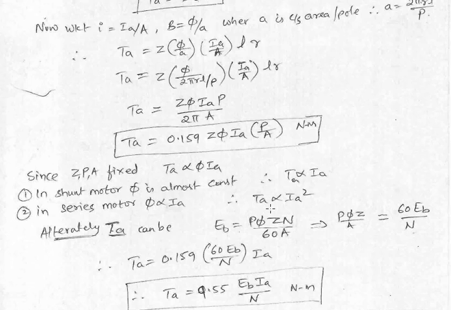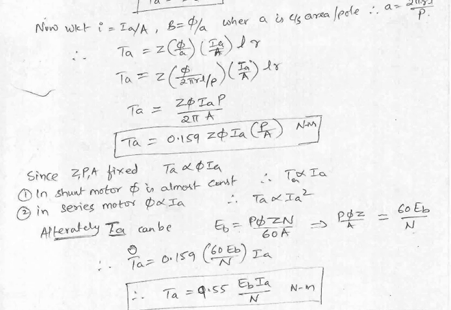Therefore, the armature torque in case of a series motor is directly proportional to phi into Ia, but phi is directly proportional to Ia. Therefore, TA is directly proportional to the square of the armature current. So now you can see, with a little increase in the armature current, the torque will increase as the square of the armature current. So here you can see the rapid increase in the torque with a little increase in the armature current. Okay, so this is one form of the equation.